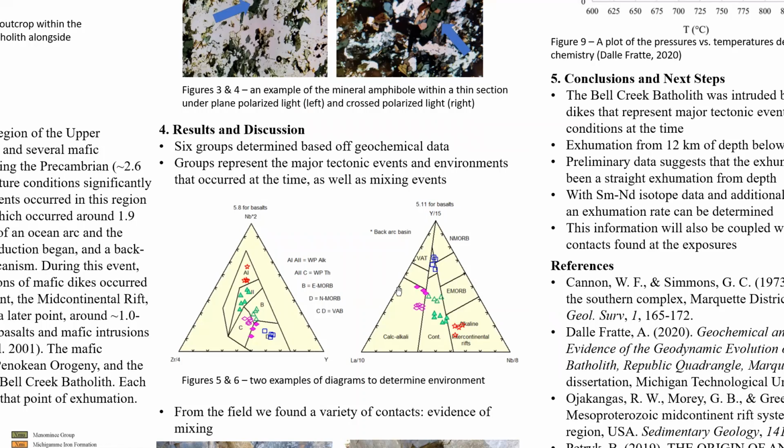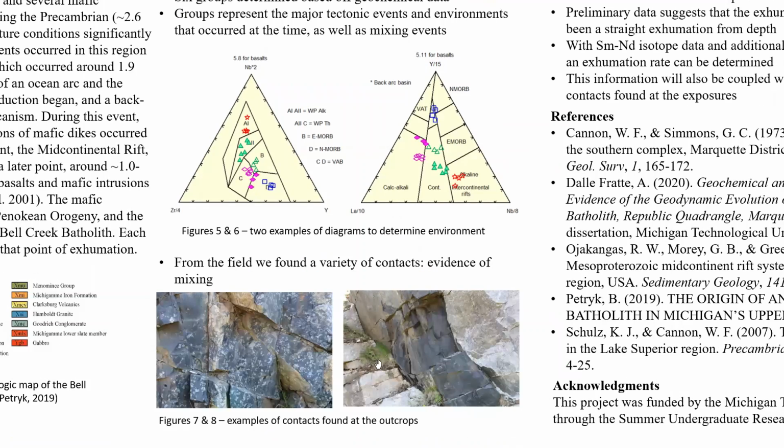These 6 groups should represent the formation of the batholith and the major tectonic events that occurred as it was being exhumed. Some of these geochemical groups should also represent mixing. In the field, multiple contacts between the granitoids and mafic intrusions existed, and some evidence of mixing. These photographs are examples of some of the contacts that can be found in the field.